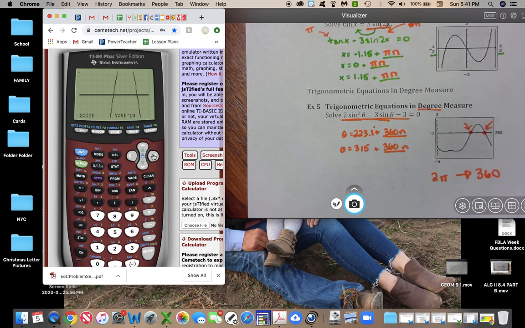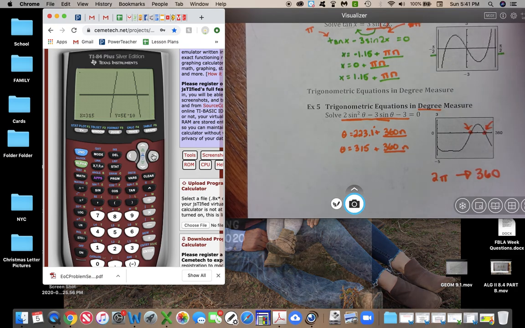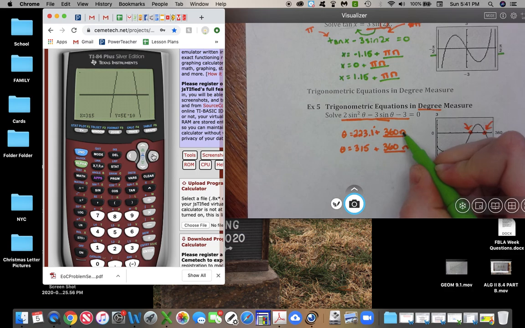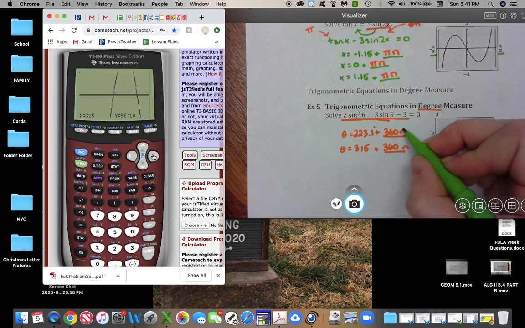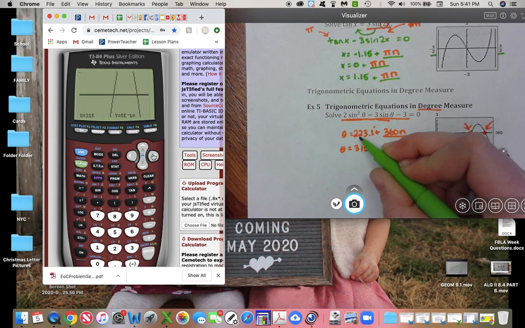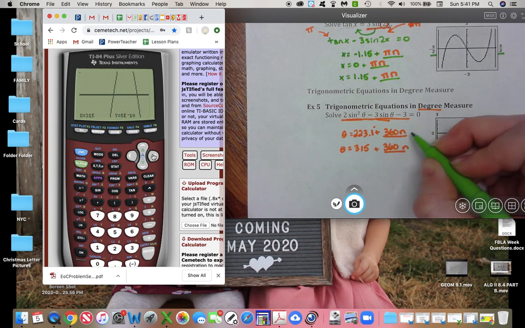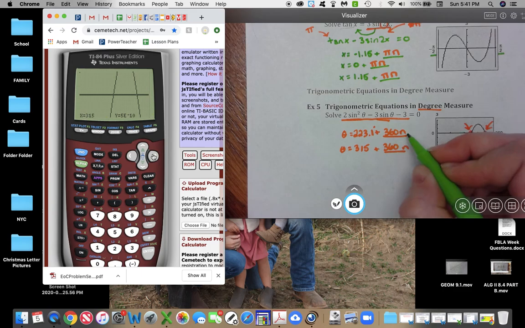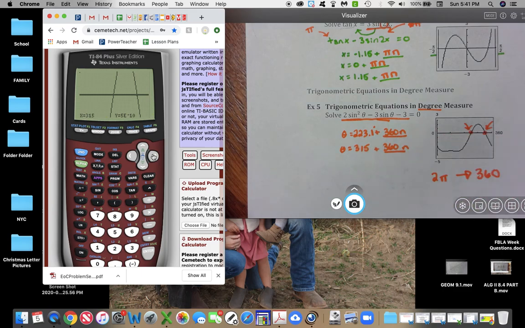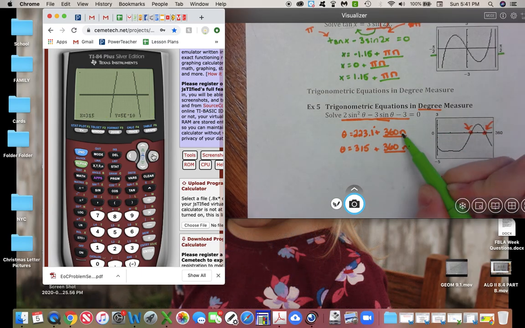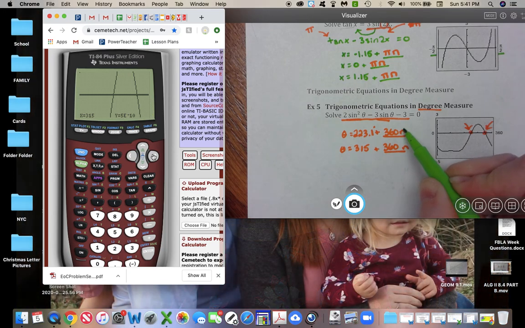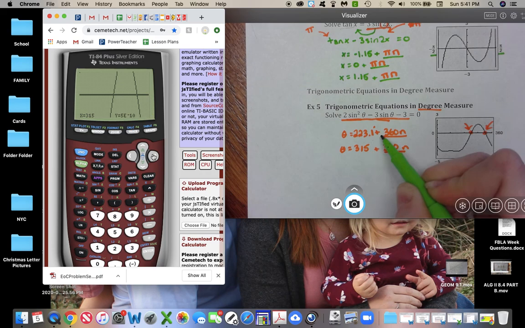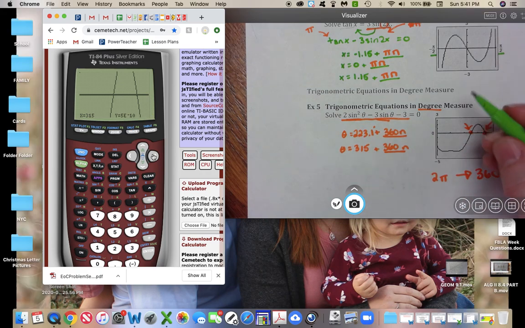And now I haven't really talked about the n at all, but that n means that if I plug in 1 for n, that would be 223.1 plus 360. If I plug in 2 for n, that would be 223.1 plus 720. If I plug in 3 for n, that would be another 360 after that, okay? I could also plug negative numbers in for n, like -1. And that would be this guy going back the other direction. So that would be subtracting 360, okay?